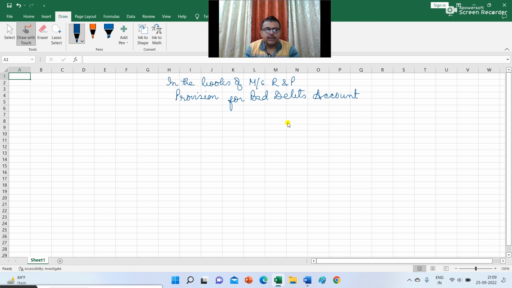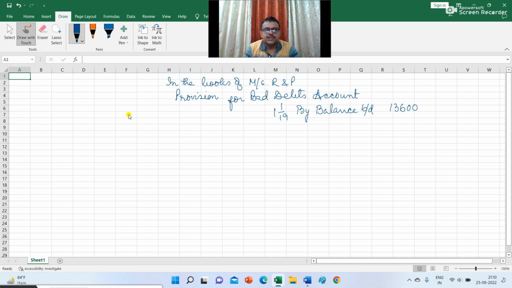In the question it is given that on 1st January 2019 you have an opening balance of provision for bad debt, 13,600. So in this provision for bad debt account, I have to write on the credit side, by balance b/d, 13,600. Now it is given that by the end of the year 2019, the amount of bad debt amounted to rupees 11,300. So this bad debt will be recorded on the debit side of the provision.